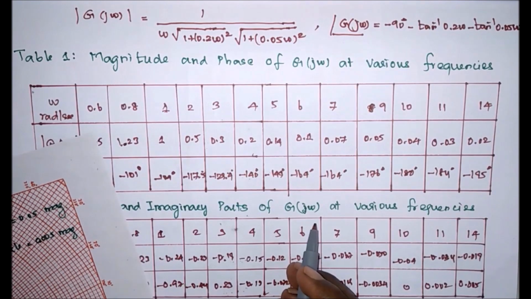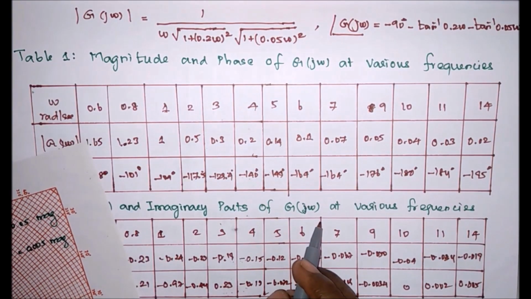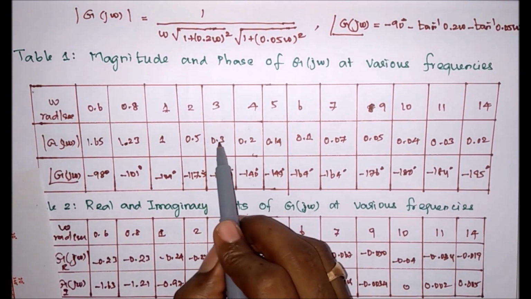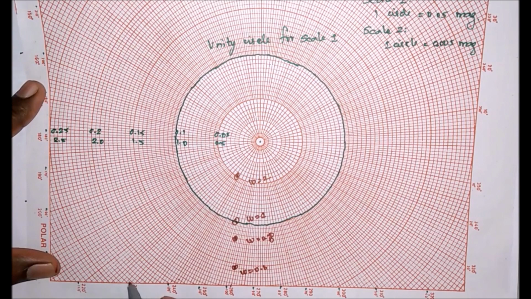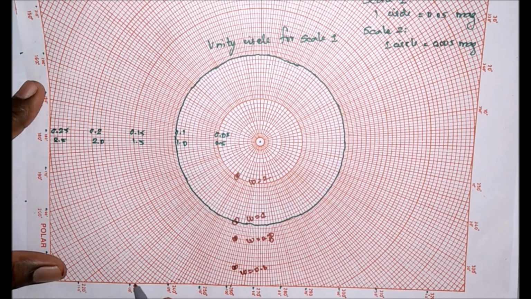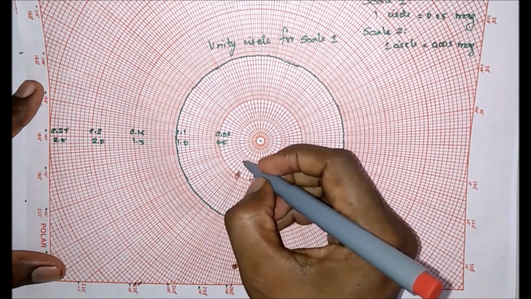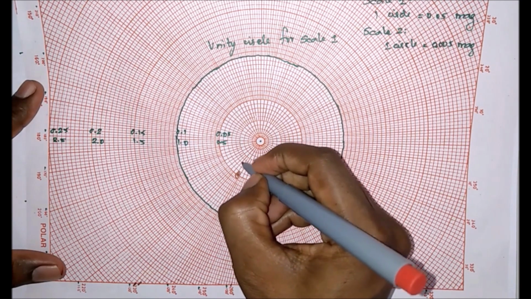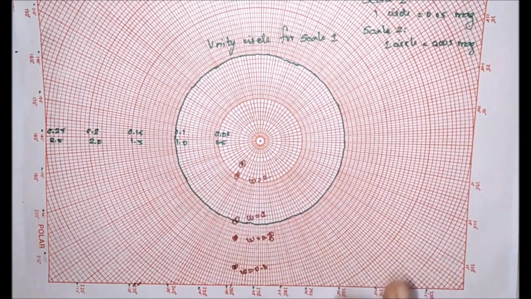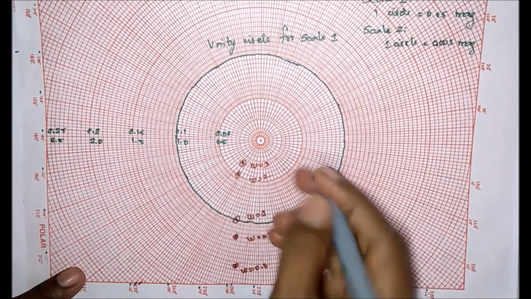Similarly, omega equal to 3 we can take. This is magnitude 0.3, angle -129.4. So this is 120, this is 130, so 129. So 0.3 means it will come here. This is for omega equal to 3.